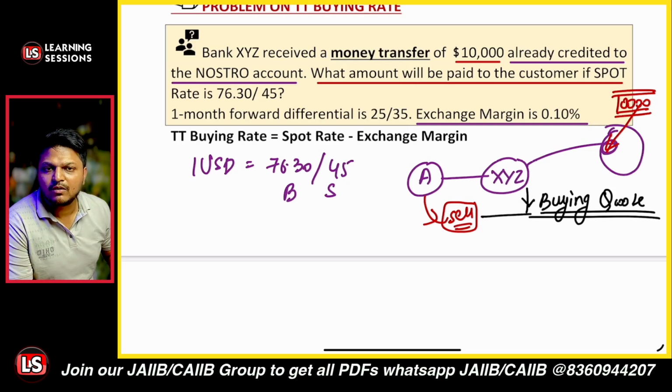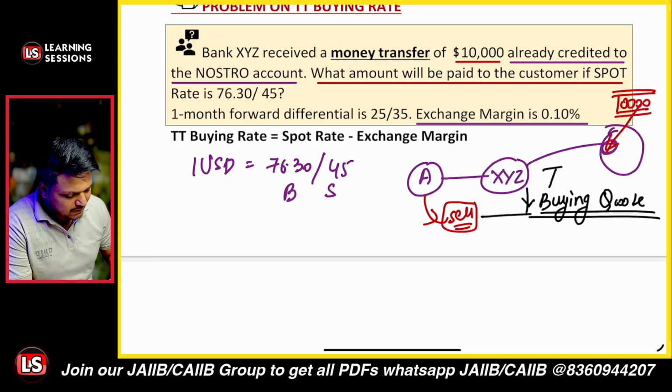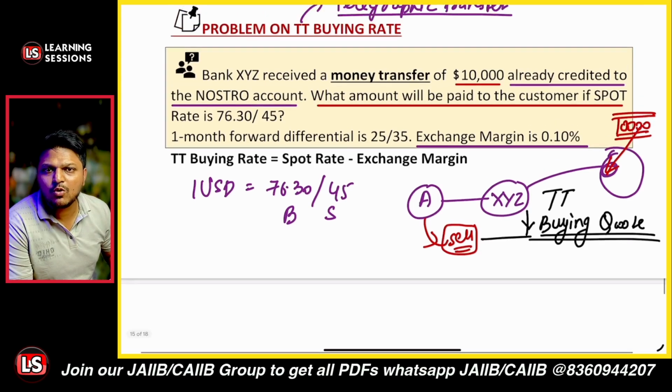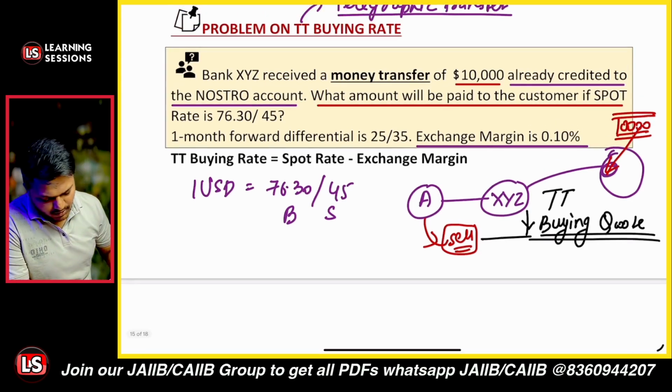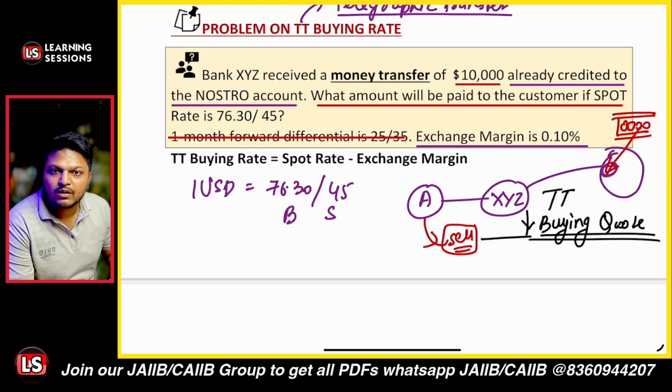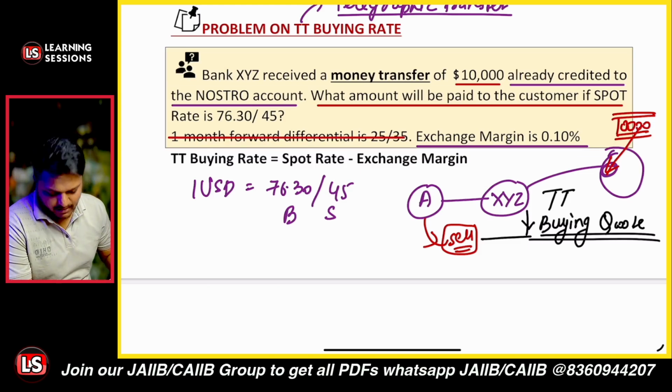And now we know that there is no delay in between because this is a simple scenario. The bank will be giving the amount as it is, because the transaction is already settled. So it is a TT buying rate which will be applicable. Okay, telegraphic transfer. Whenever we are talking about a telegraphic transfer, no forward contract is to be booked. So this particular line, 1 month forward differential, is just to confuse you. This is of no use.